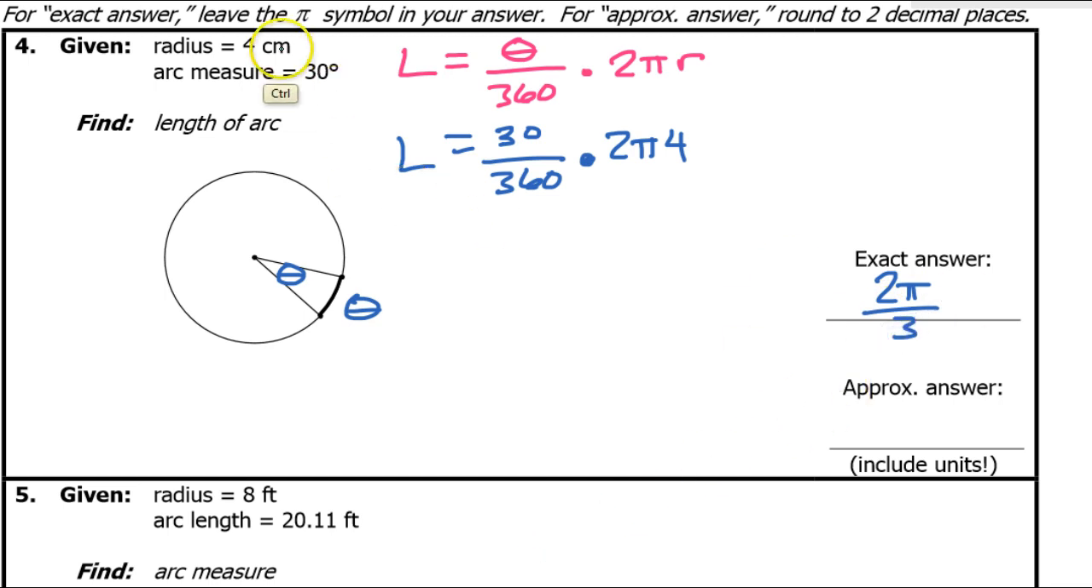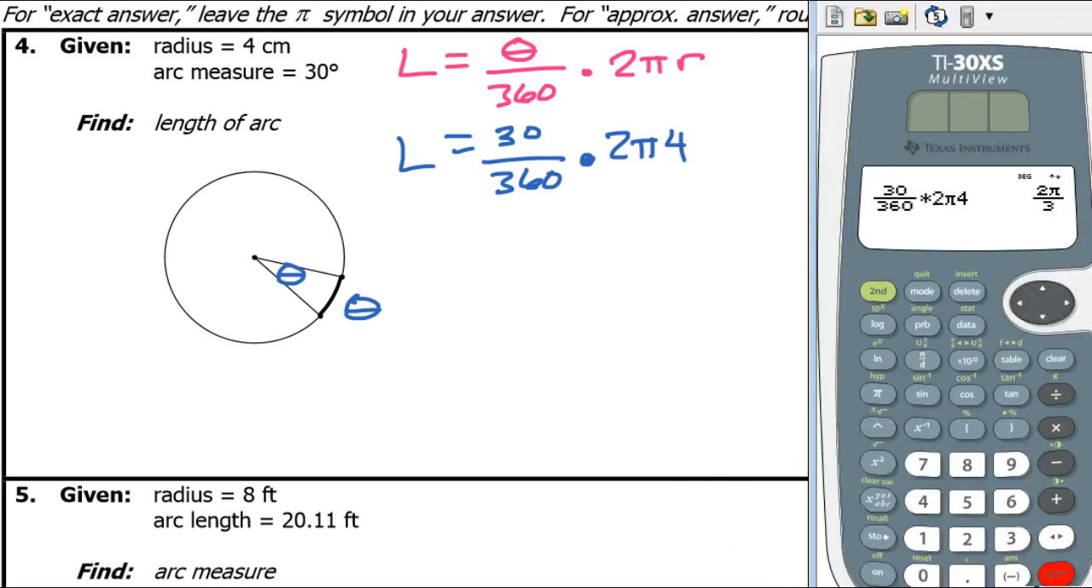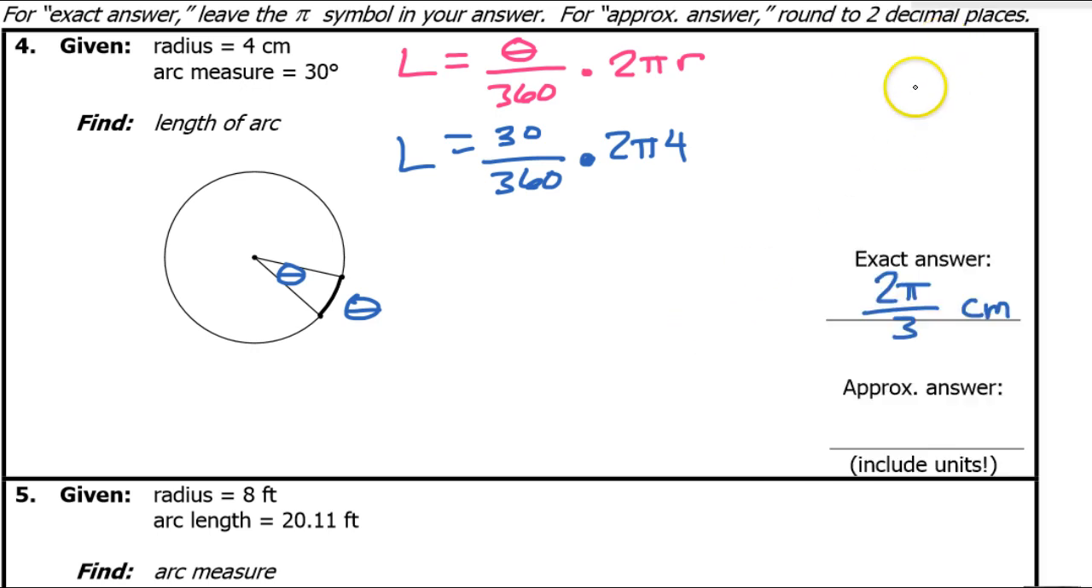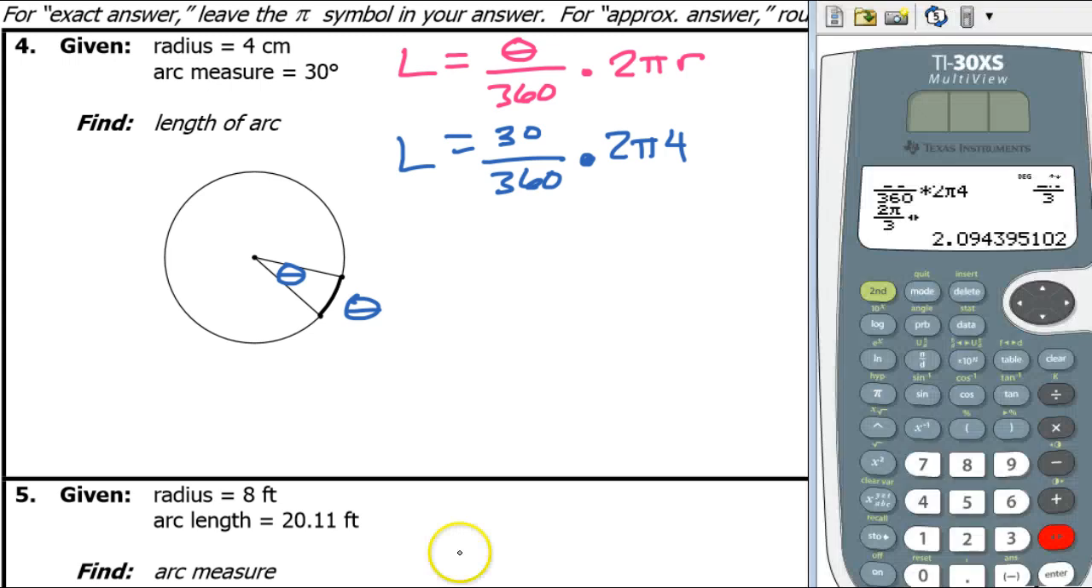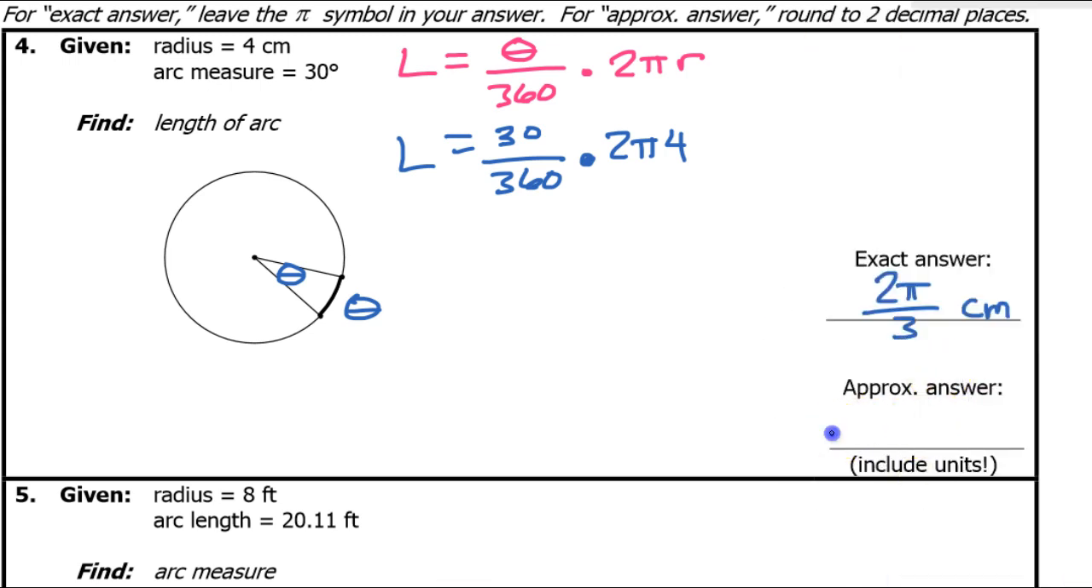Don't forget the units, centimeters. Okay, you will lose points if you forget the units. Now the approximate answer is the decimal form, because there's rounding involved. Let's see, they said 2 decimal places, so 2.09. 2.09 centimeters. So that's it for number 4.